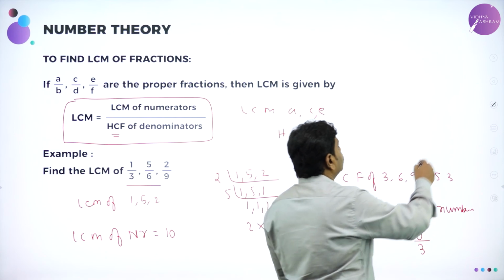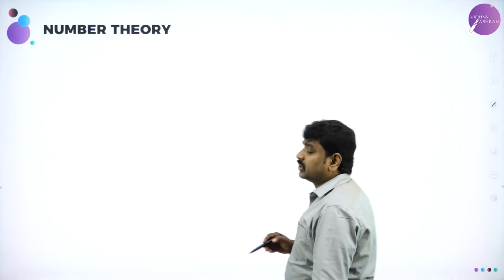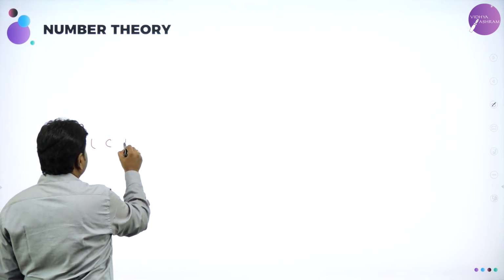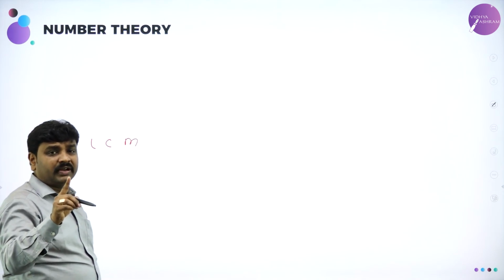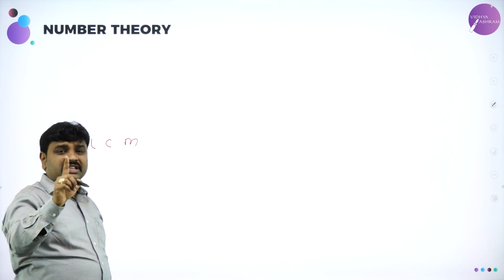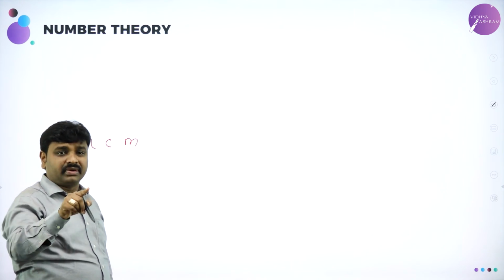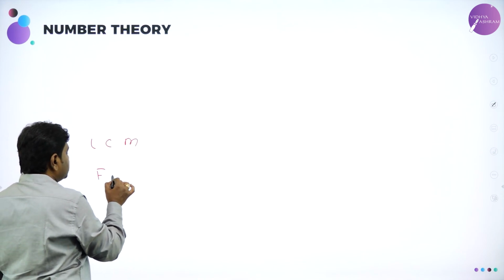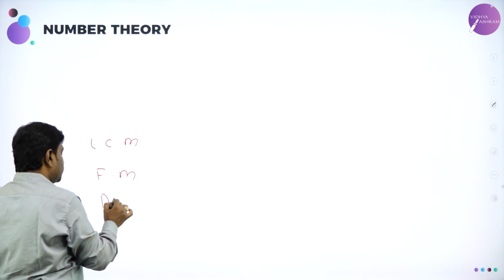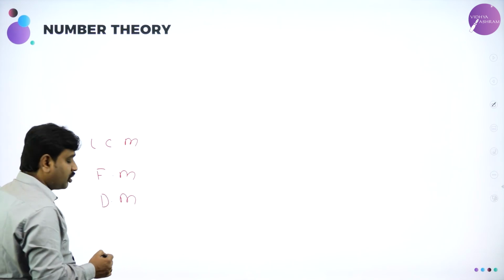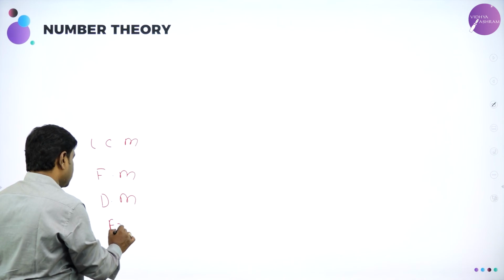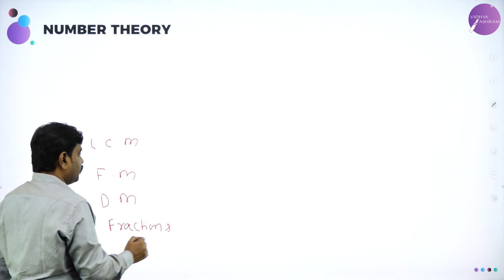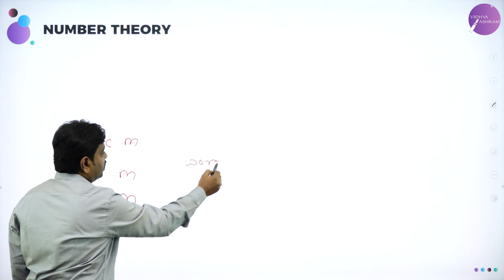So now I taught you how to find LCM. In today's class, I taught you what LCM is. What is LCM? Least common multiple. What is meant by least common multiple? It is the least number which is divisible by all the given numbers. I taught you the factorization method and the division method, and I gave a sample problem of LCM of fractions. So these are the topics we discussed today. One simple problem and one word problem I also discussed on LCM.